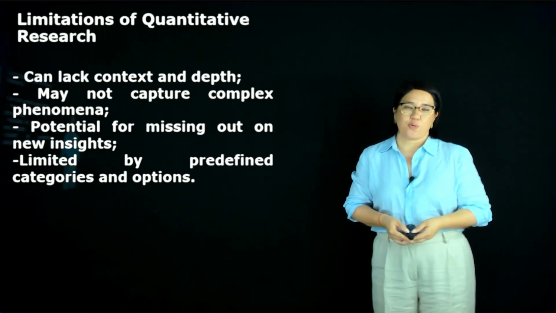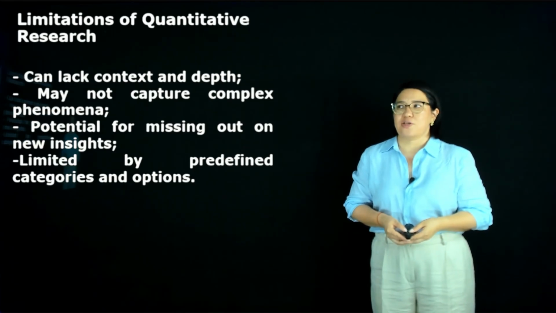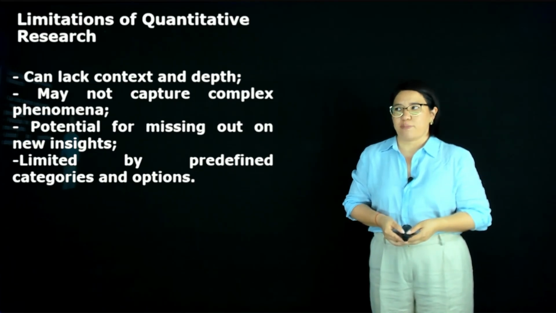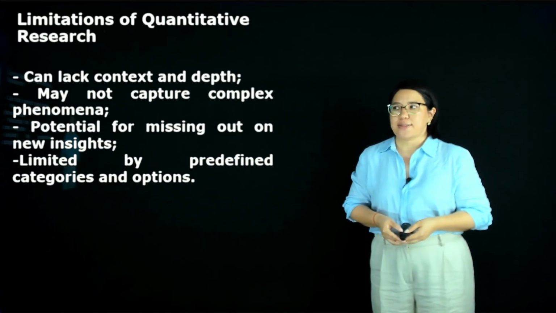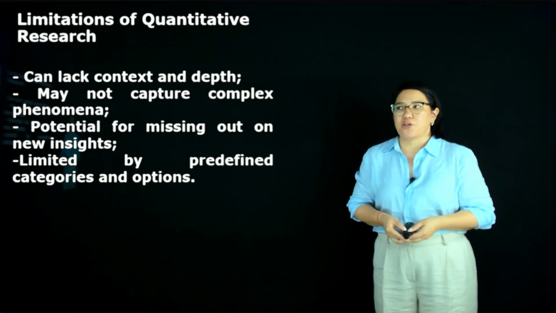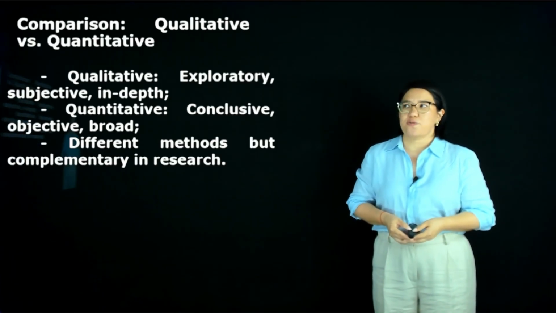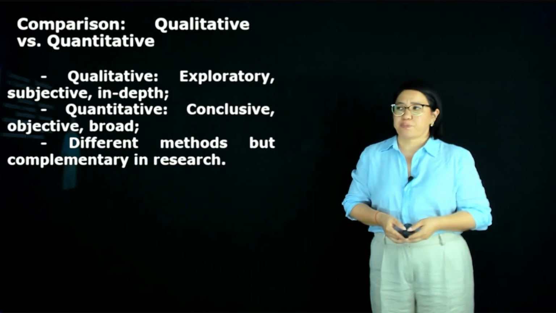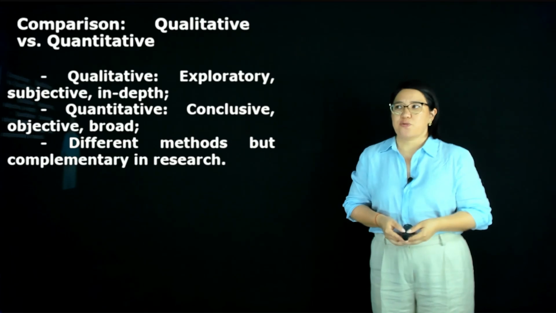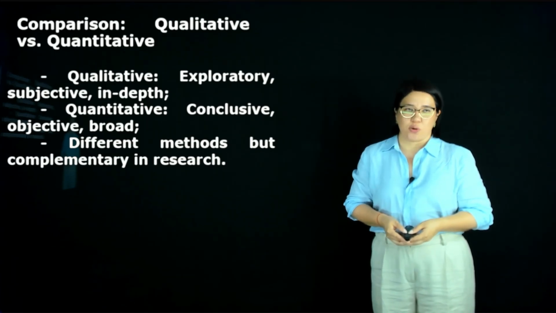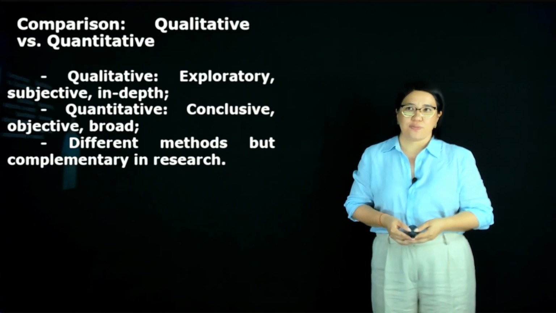A limitation of quantitative research is that it can lack context and depth, and may not capture complex phenomena. There is potential for missing out on new insights, as it is limited by predefined categories and options. Comparison, qualitative and quantitative. Qualitative is exploratory, subjective, and in depth. Quantitative is conclusive, objective, and broad. They are different methods but complementary in research.